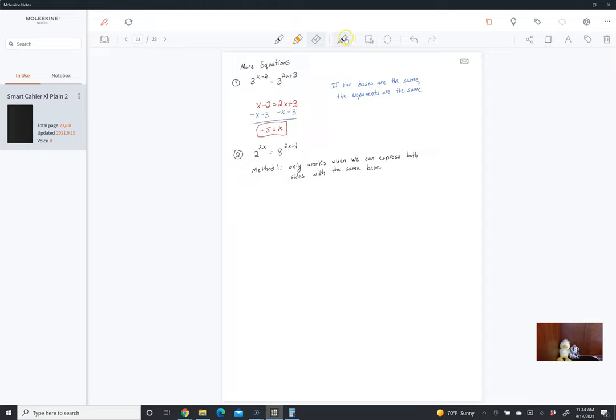Okay, here we can do that. 8 is equal to 2 to the 3rd. So what does that mean? We have 2 to the 3x is equal to, and now we have 2 to the 3rd, to the 2x plus 1. So we did a substitution.